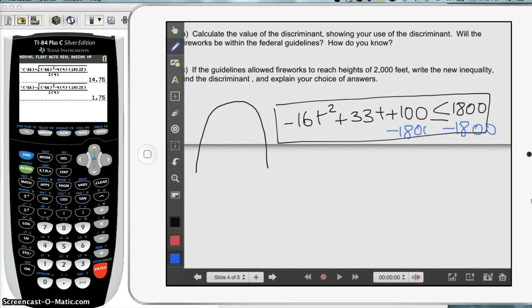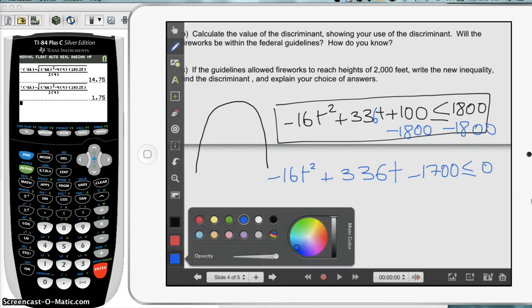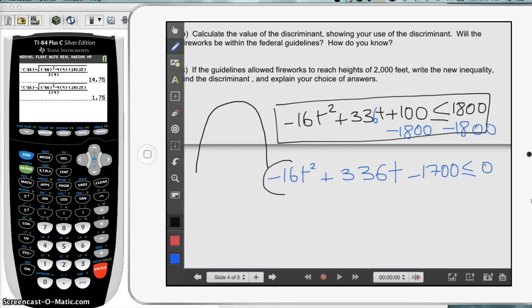So remember, whenever you want the discriminant, you need to make sure that your equation is set in standard form. Did I copy the, yeah, I did. So it's 336t, and 100 minus 1800 is going to be negative 1700, which is less than or equal to 0. So your A is going to be negative 16, your B is going to be 336, and your C is going to be negative 1700.